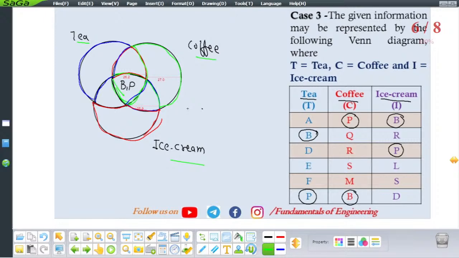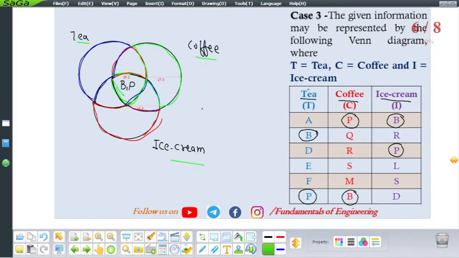So whenever you want to solve this type of Venn diagram problem, first of all find out whether there are any similar names in the data. Based on that we found, for tea, coffee and ice cream, the similar names, that is B and P, who like all three.